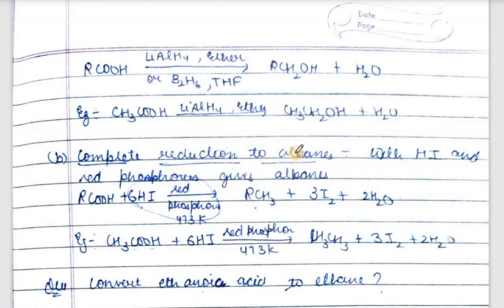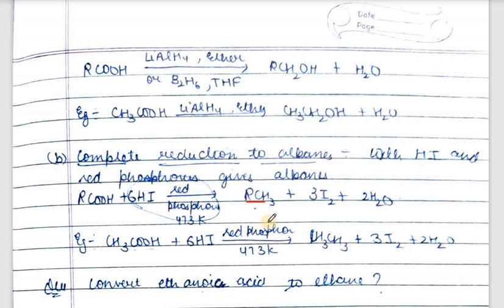And then complete reduction to alkanes can also be done with HI in the presence of red phosphorus, that is with HI and red phosphorus at 473 Kelvin, this is reduced to the alkane, that is the COOH group is reduced to CH3 group. And similarly, if we take the example of acetic acid with HI and red phosphorus, it gives, there are two carbons, so it is ethane plus iodine plus water.